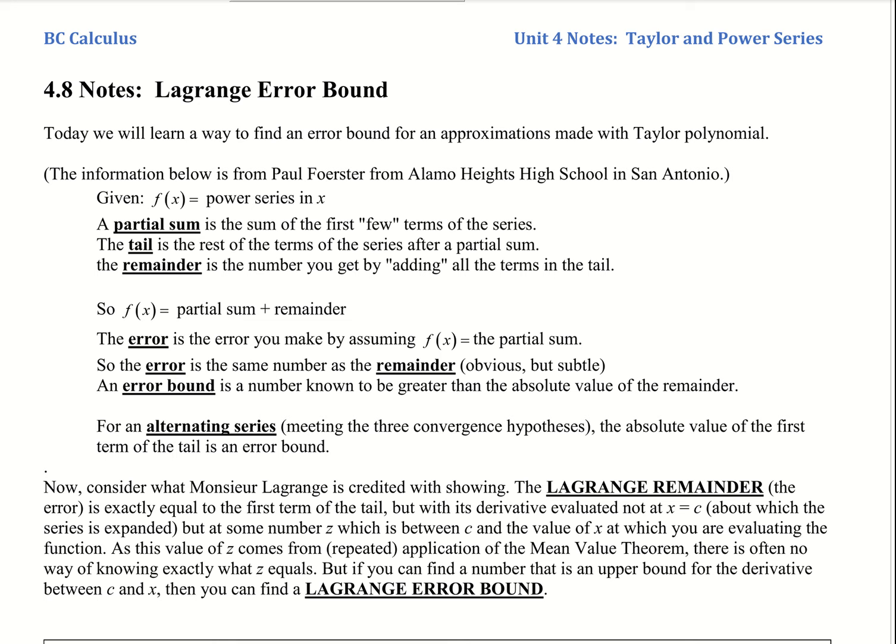So just some background vocabulary to make sure we're all talking about the same thing. And this is taken from Paul Forster in Alamo Heights. And so these are his information below.